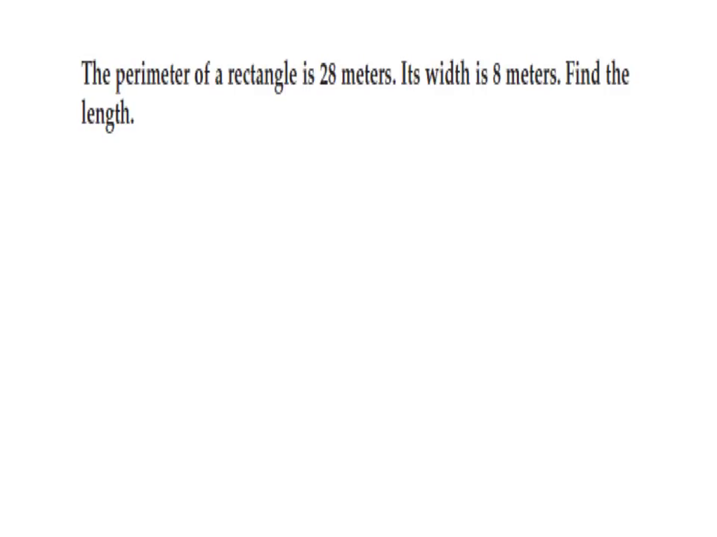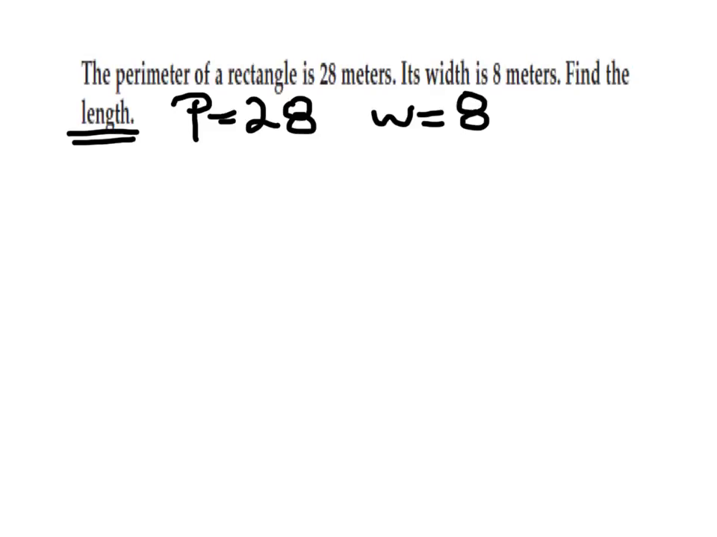Next slide, it says the perimeter of a rectangle is 28 meters. Its width is 8 meters. Find the length. Oh, okay. So we already know what the perimeter is. It told us that it's 28. It told us what its width is, which is 8. And of course, we need to find out what the length is. So that's our unknown.